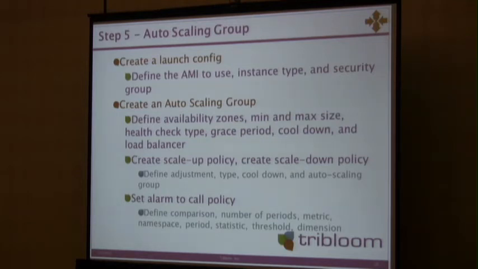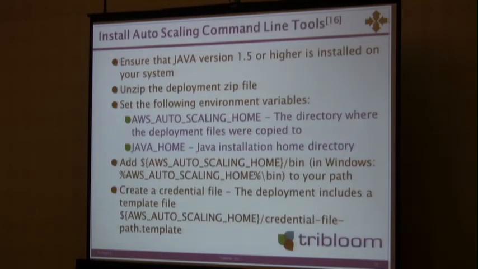Then we'll need to create an auto-scaling group. In order to make it an actual auto-scaling group, we'll need to define a couple of policies to scale up and scale down. And then we'll need to attach those policies to an alarm in CloudWatch to kick off the action to scale up and scale down. So again, diving down, we'll first install the auto-scaling command line tools. I'm not going to go over this slide in detail, just know that it's the same as before, except now you need to set the AWS auto-scaling home environment variable.